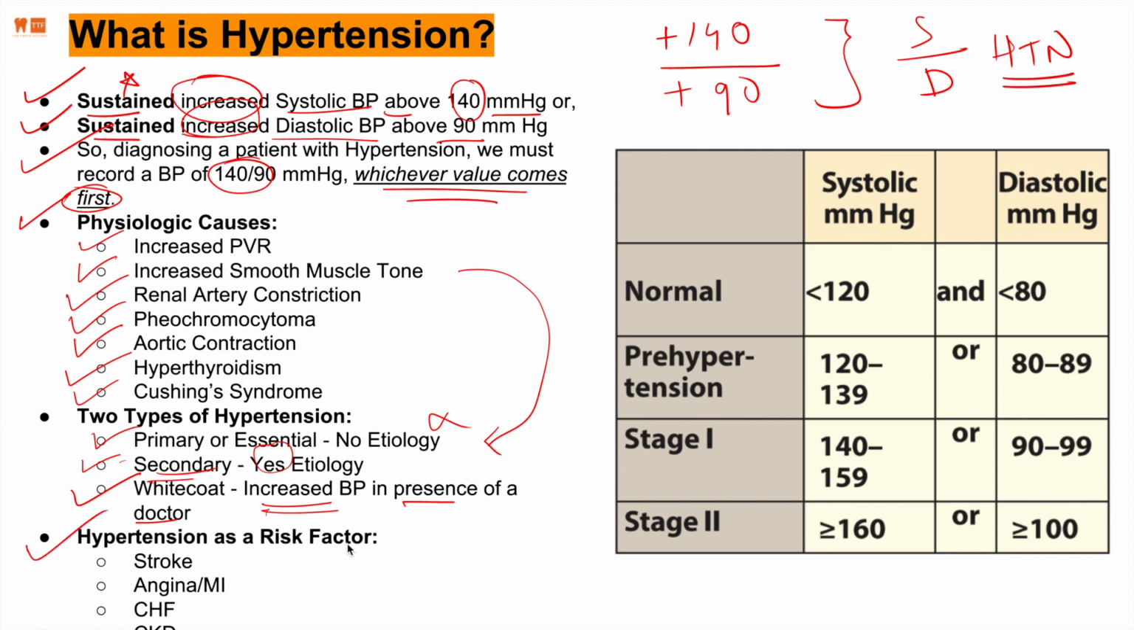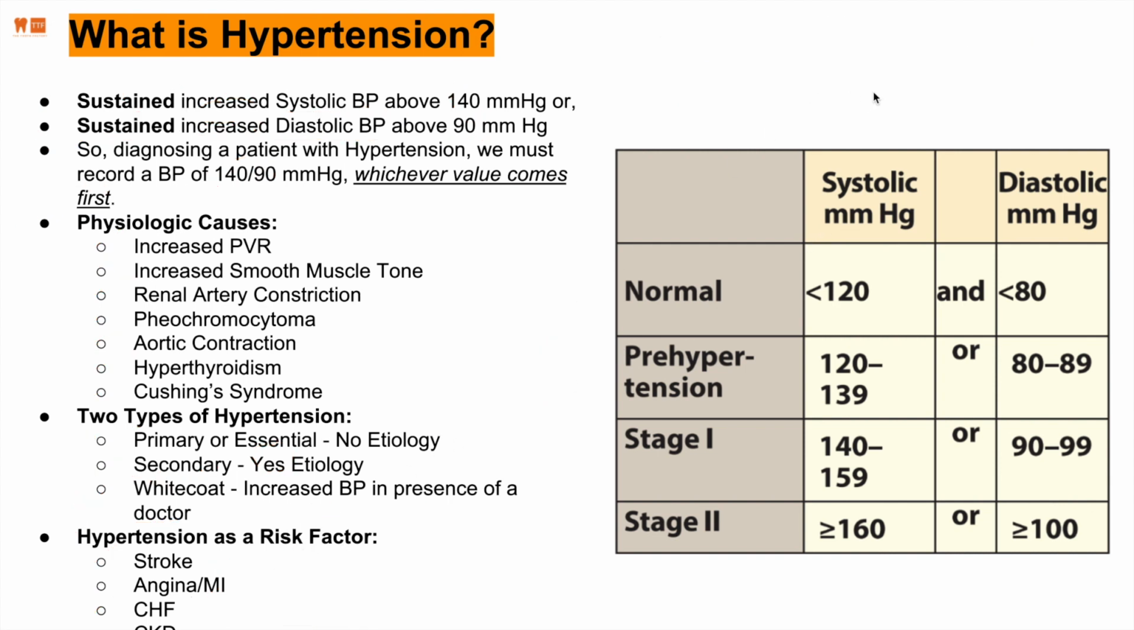Hypertension as a risk factor. Majority of the cases are stroke, angina, MI, congestive heart failure, and chronic kidney disease. Sorry about it not being seen well. But all of these systemic diseases can be caused in the presence of hypertension. And guess what? Each of these is a lecture on its own. So stay tuned with us for more CVS lectures.